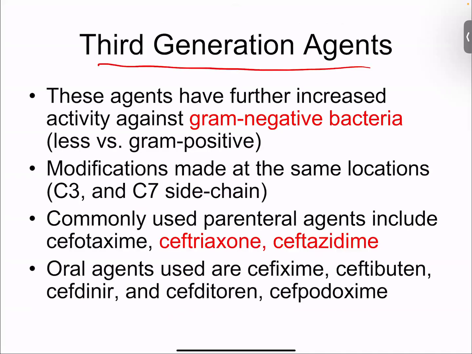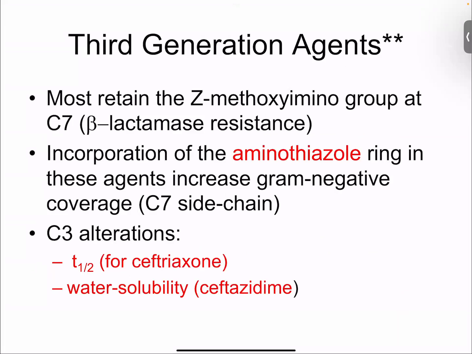These third generation agents are good for gram-negative bacteria. And then I already made mention of the fact that a drug like Rocephin has good gram-positive coverage as well. We see a lot of changes at the C3 and then the C7 position. You already told me the name of a lot of these. Here are some PO agents that may or may not be in clinical use. The methoxyamino group, increased resistance to beta-lactamase.